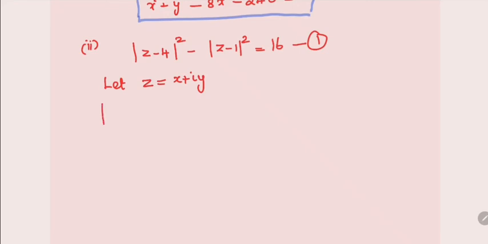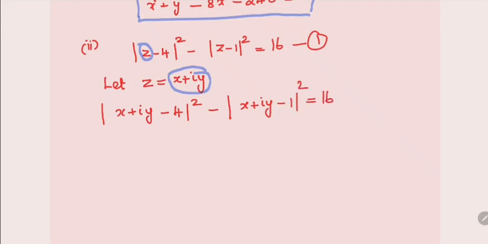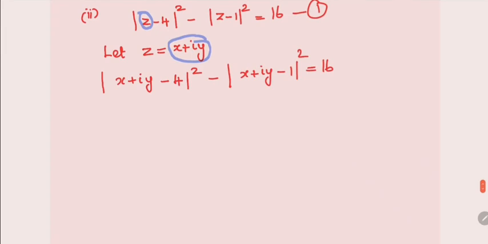So modulus of, in the place of z, you have to substitute x plus iy. So how will it become? Modulus of (x plus iy minus 4) the whole squared, minus modulus of (x plus iy minus 1) the whole squared, is equal to 16. Now what do you have to do? You have to apply the modulus. But before applying the modulus, check whether you have separated the real part and the imaginary part.